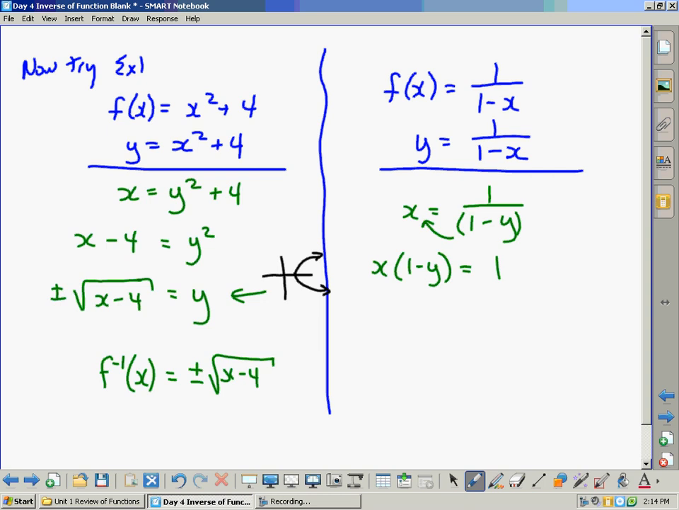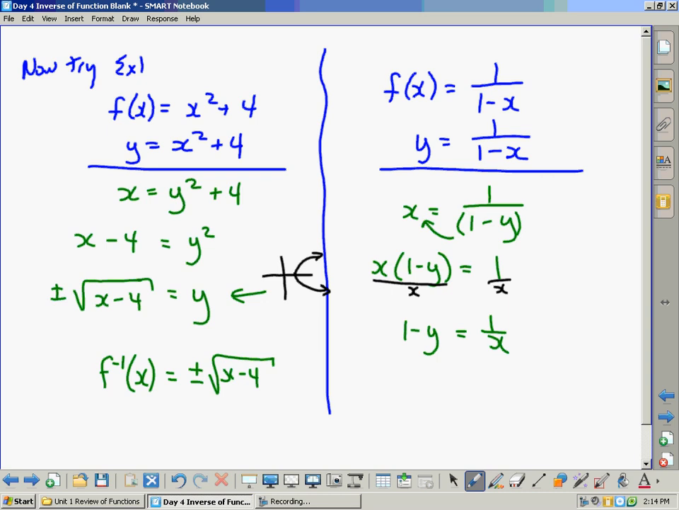And now, I'd like the y by itself. So I've got this x sitting here. I need to get rid of it, so I've got to do its opposite operation. So we'll get this. 1 minus y is now by itself. And we divide it by x, so it's 1 over x.